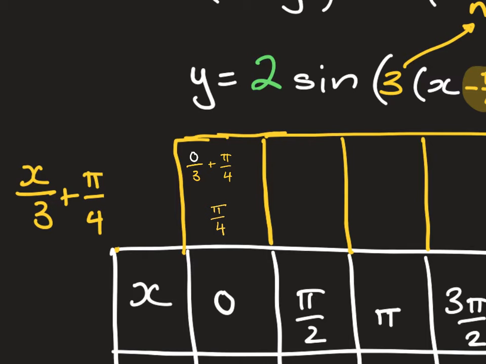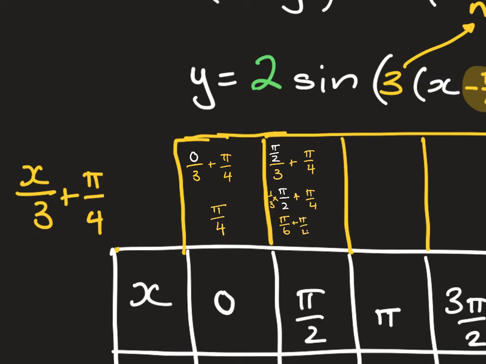So let's do the same with the next x value. So it's going to be divided by 3, and this time our value is pi on 2. Divide that by 3 plus pi on 4. So dividing pi on 2 by 3 is the same as saying pi on 2 times by a third, plus pi on 4.